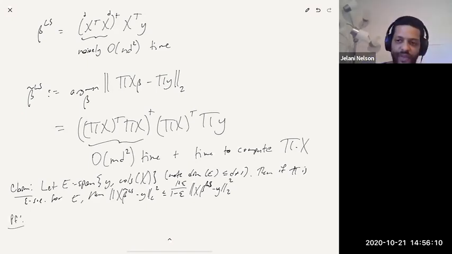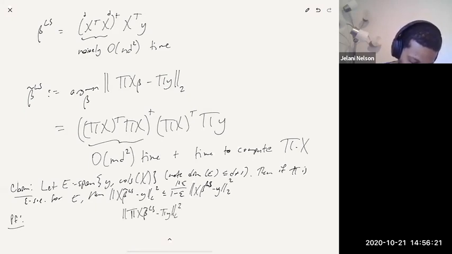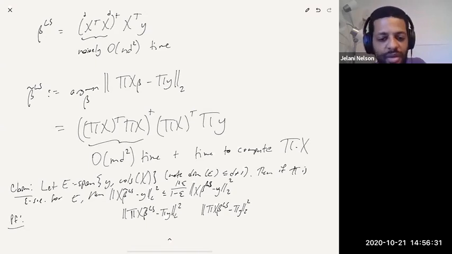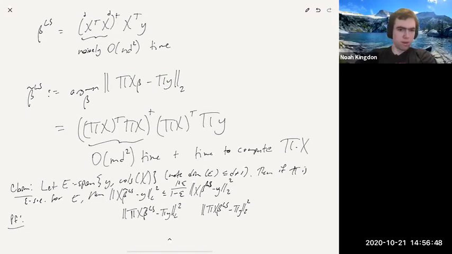Proof. So the first thing I'll say is, if you look at norm of pi X beta tilde LS minus pi Y, L2 norm squared, versus pi X beta LS minus pi Y, L2 norm squared, the difference is that one is beta tilde. Which one is less than the other? Who's smaller? Beta tilde is smallest because it's the argmin.